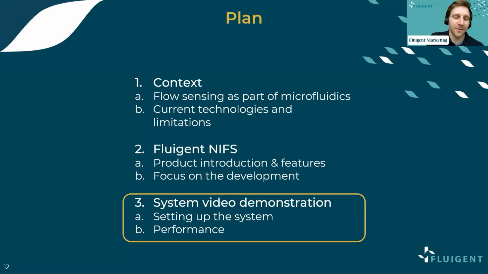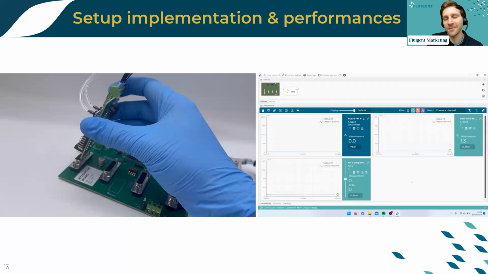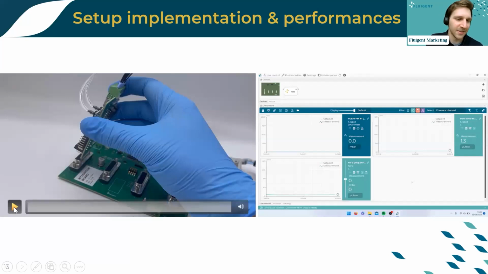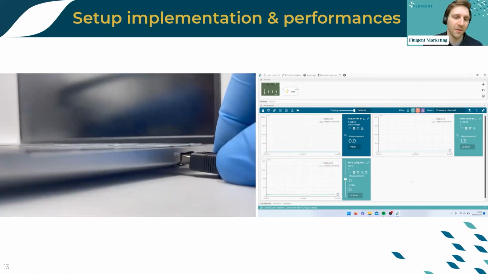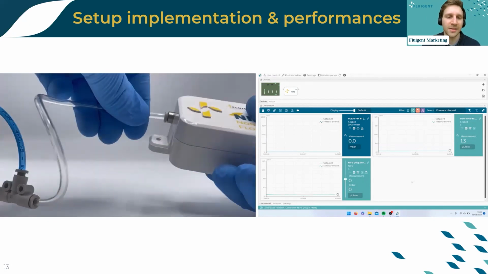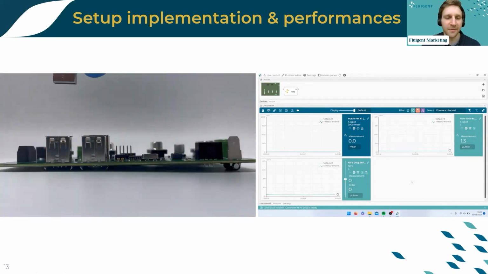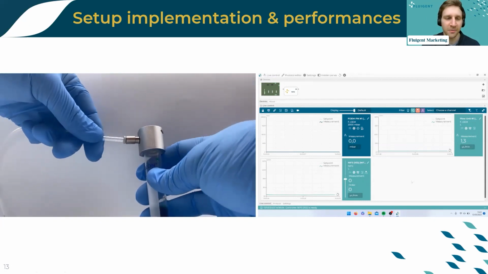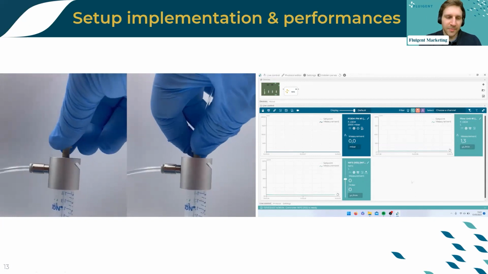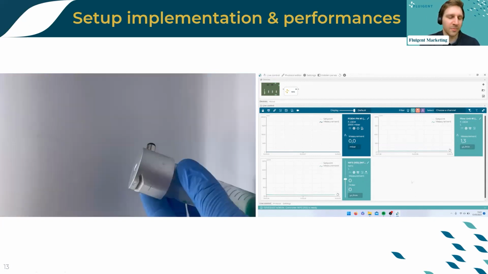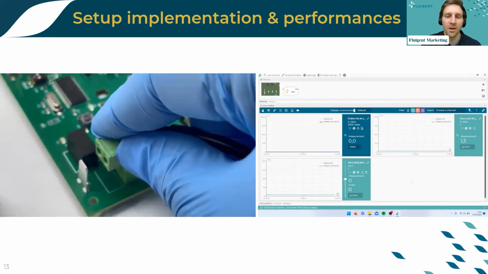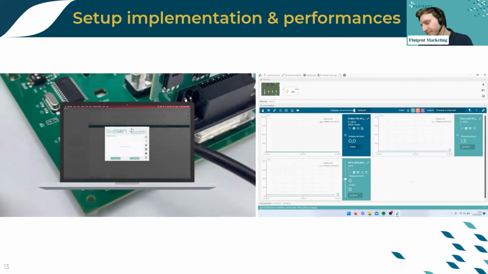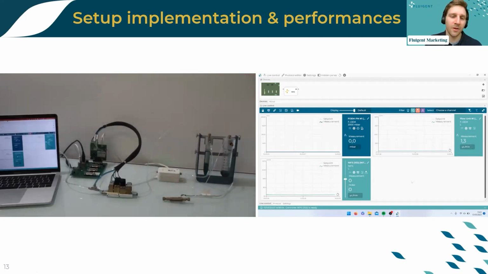And so finally, you have seen the product, you have seen some performances, but let's see how the whole system looks like. Here are just a few snapshots of how we connect the whole system. Here you are seeing the FOEM that we connect to the NIFS flow sensor, which is connected to the FOEM directly. Then it's only pneumatic tubing connected to the reservoirs, and we also added a flow sensor to make the comparison between our calorimetric flow sensor and our NIFS.